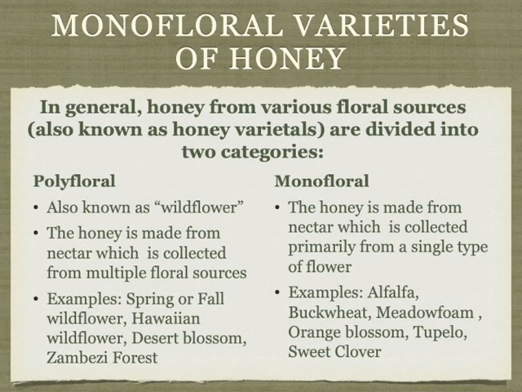Before I begin my presentation, let's talk about the different types of honey. In general, there are two types: polyfloral, also known as wildflower, and monofloral, sometimes called unifloral honey. Polyfloral honey is honey that is made from nectar that has been collected from multiple floral sources. Examples might include spring or fall wildflower, desert blossom. Monofloral honey, on the other hand, is made from nectar that is collected primarily from a single type of flower. Examples are alfalfa, buckwheat, orange blossom, and so on.